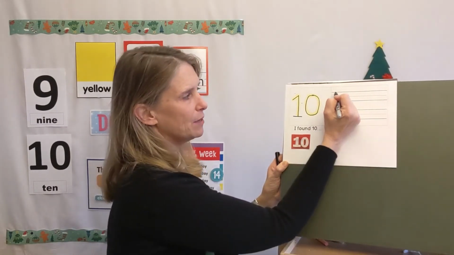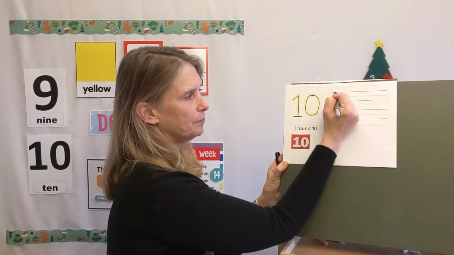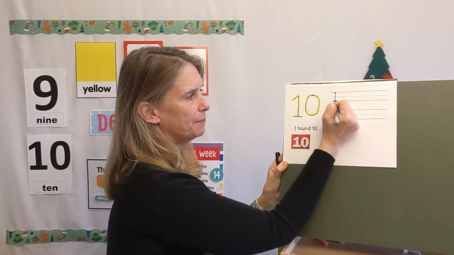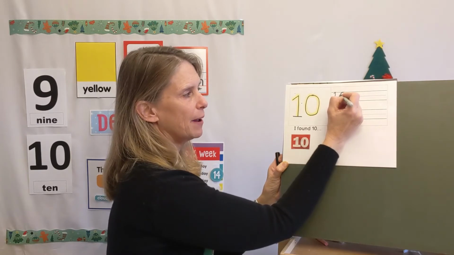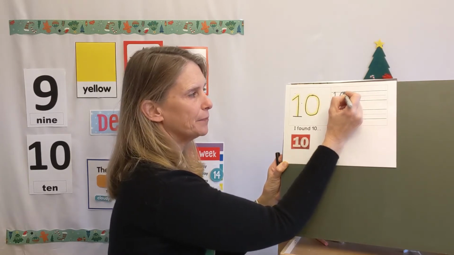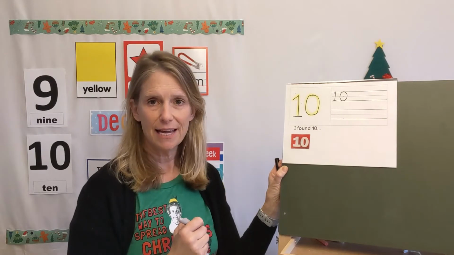So when we write them, we start at the top, go straight down to the bottom line, go across. Now for the oval, we start at the top and we go down to the bottom line, and then we bounce back up to the top line, and that's 10.